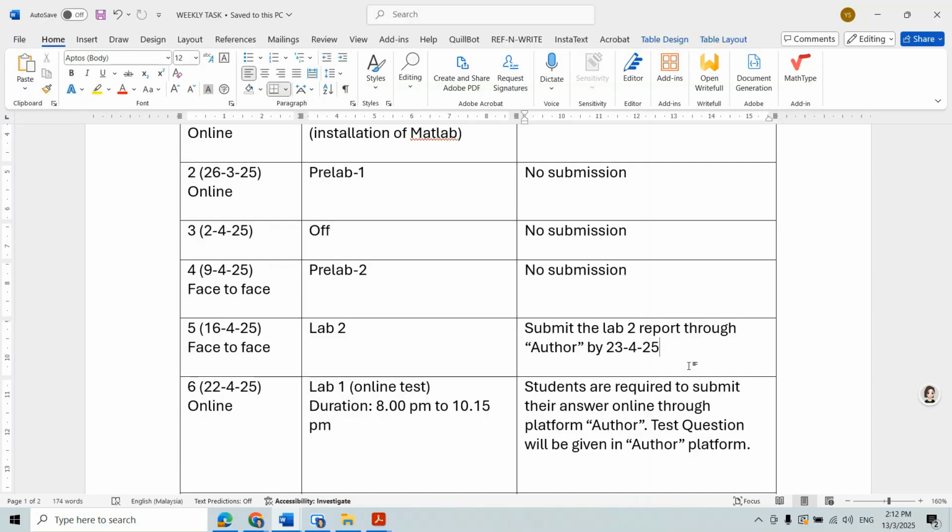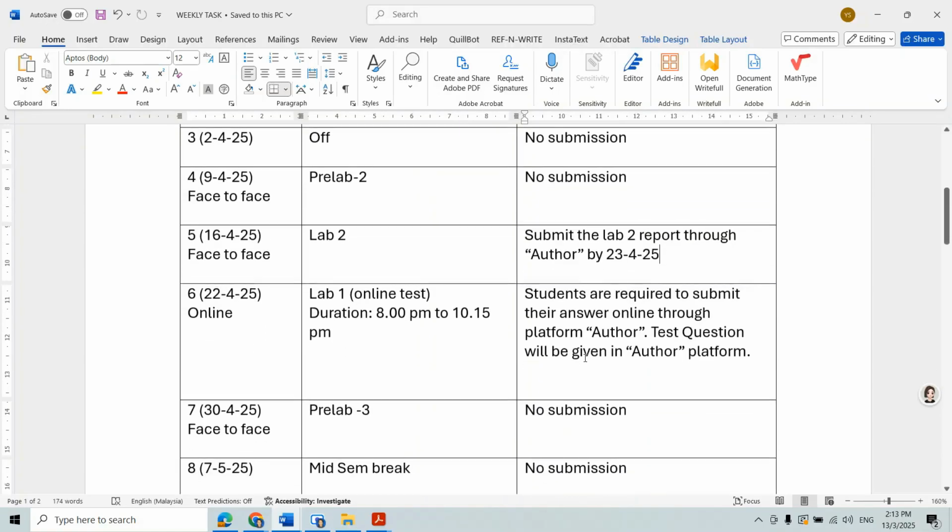Week six will be the online test. This is your lab one online test, and it will be conducted at night time, from 8 p.m. to 10:15. We will give you the questions through the Otter platform, and you have to upload your solutions in the Otter platform as well. So this is week six.